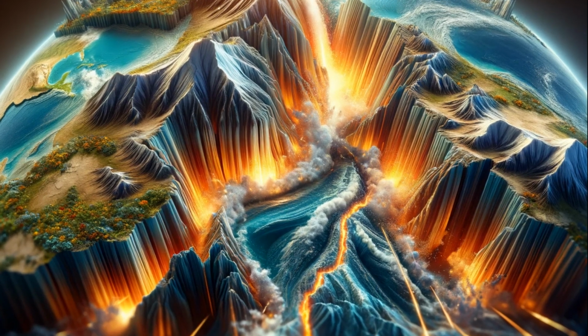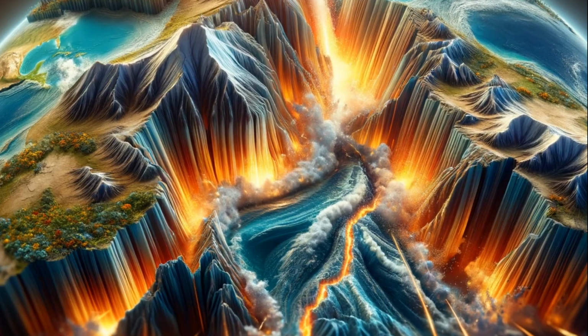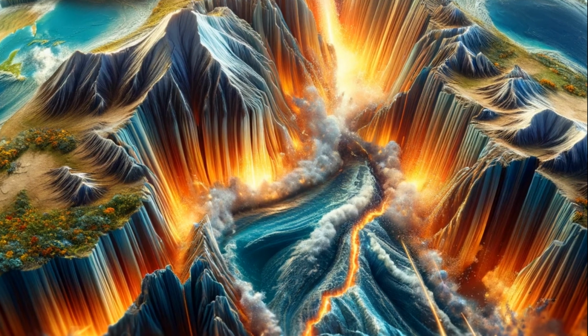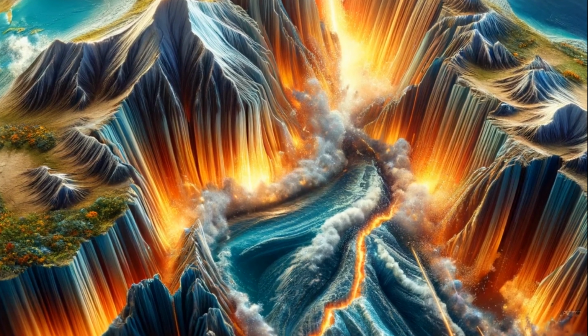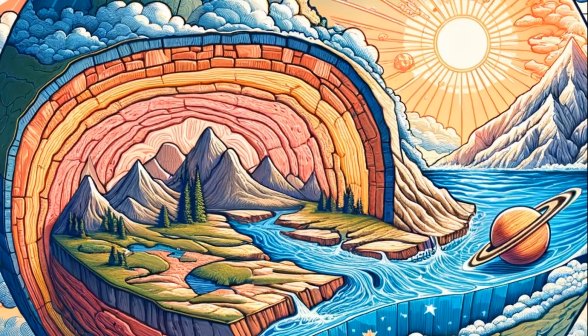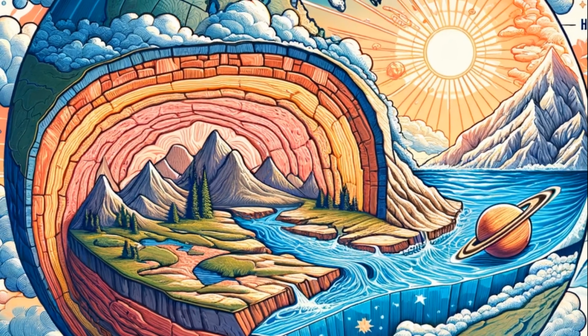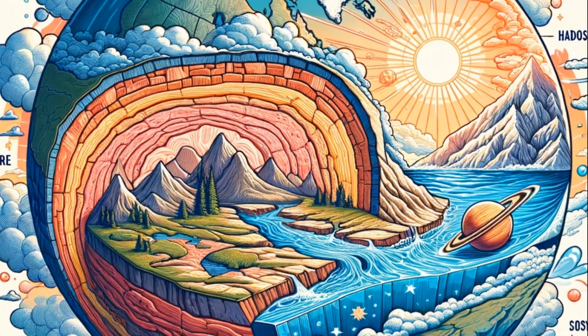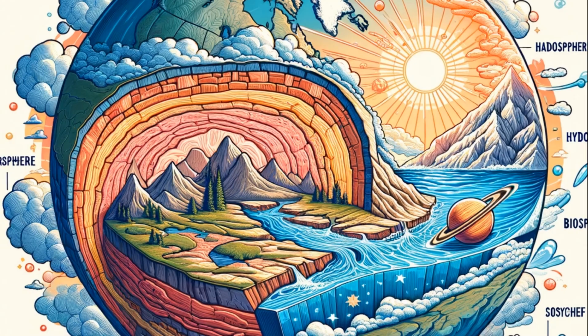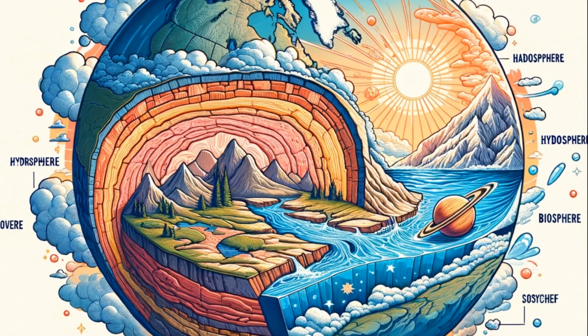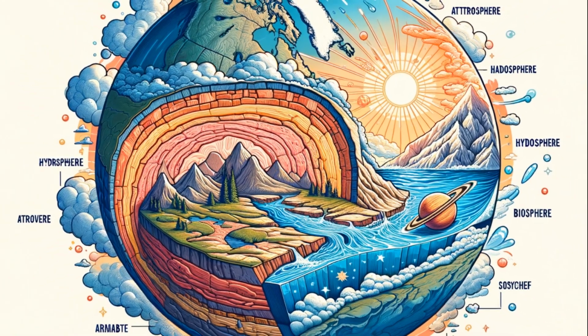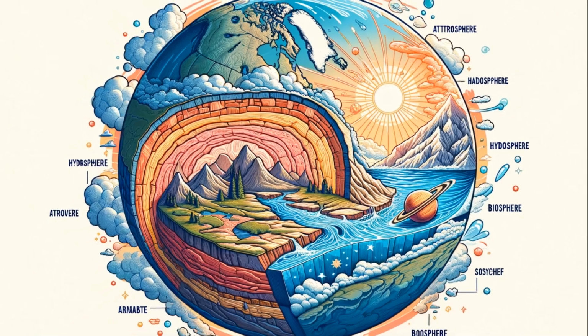In summary, the Earth's crust is a dynamic, complex layer with a rich geological history. It encompasses the continents and ocean basins, playing a fundamental role in plate tectonics and surface processes. Understanding the crust is essential for comprehending Earth's past, predicting geological events, and appreciating the intricate workings of our planet.